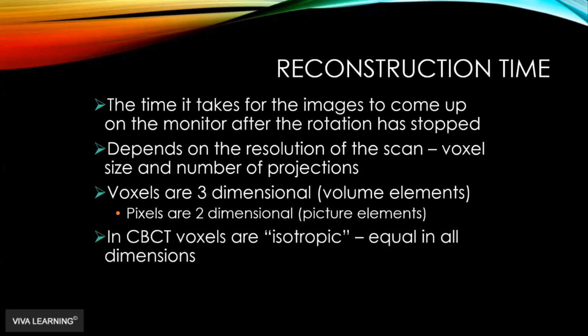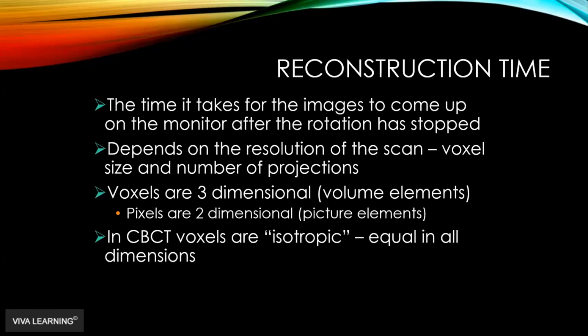In CBCT imaging, it's important to recognize that the voxels are isotropic, which means they're equal in all dimensions, which is a little different than medical CT imaging, where the voxels are actually more rectangular.